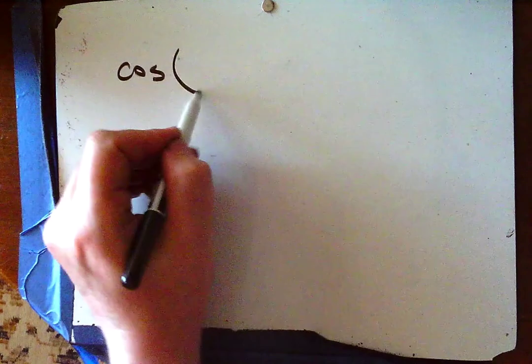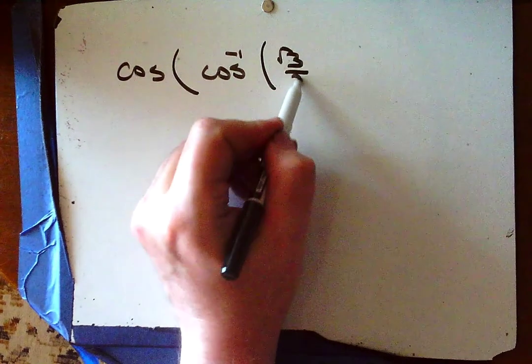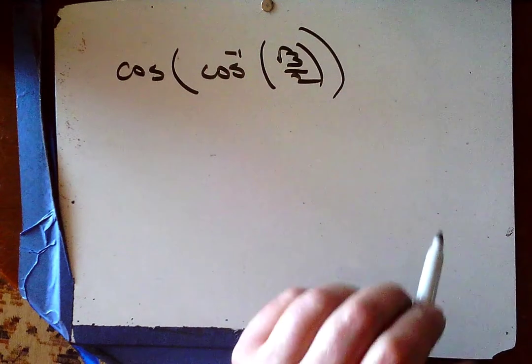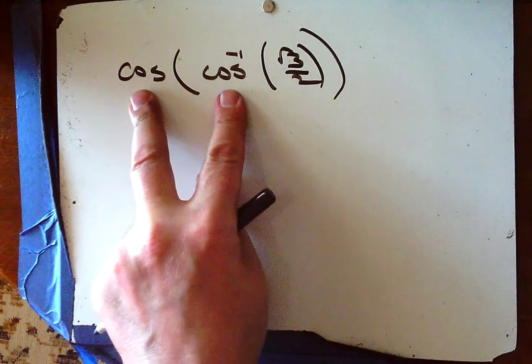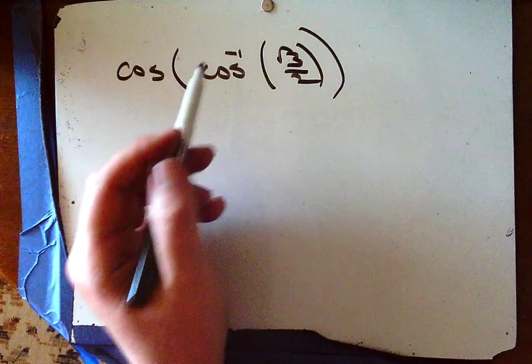Okay? Now, how about something like this? Cosine of cosine inverse of root 3 over 2. Now my question is, does the function and its inverse just cancel each other out? Well, let's go the long way and figure this out.